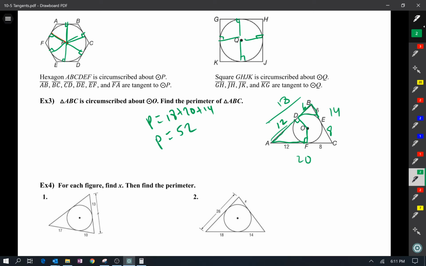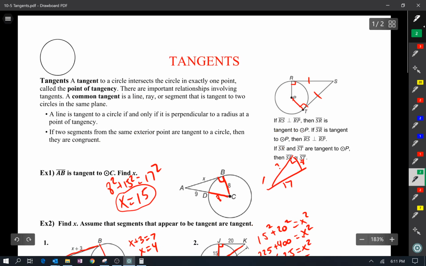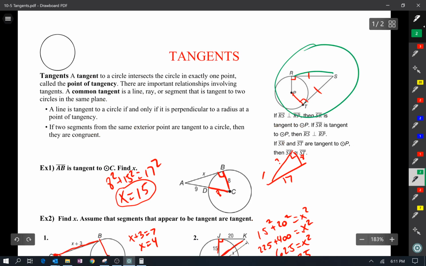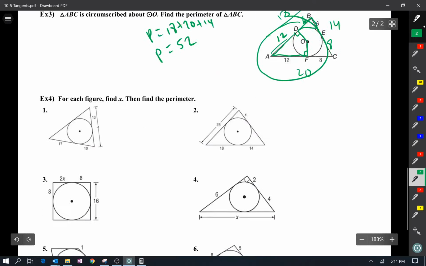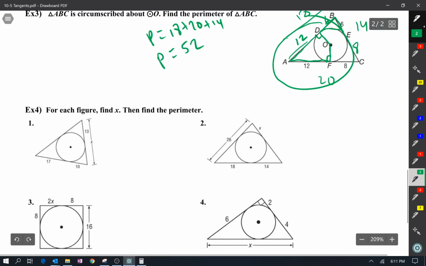Okay, what did I do? All you have to do is recognize that this part right here is what we've been doing up here, right? This piece is equal to this piece. That's it, real easy. All right, next problem, problem 1 on example 4. All right, so what do we know? Well, this is 13. What else do we know?